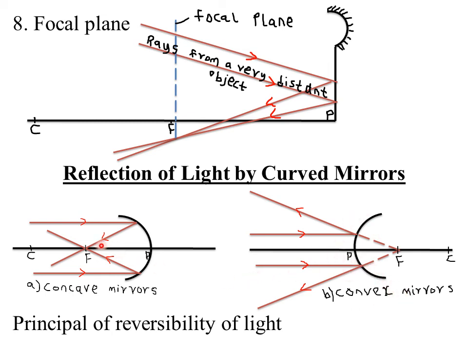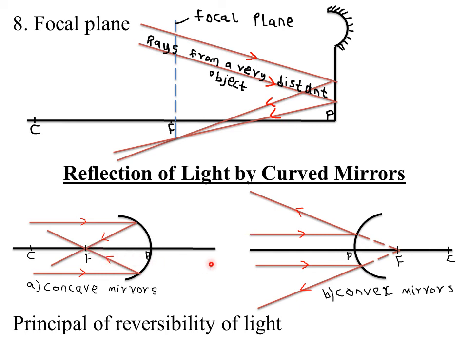So we are saying that rays close and parallel to the principal axis converge at the principal focus for the case of concave mirror. So they always converge at F, or at the principal focus, for the case of concave mirrors.